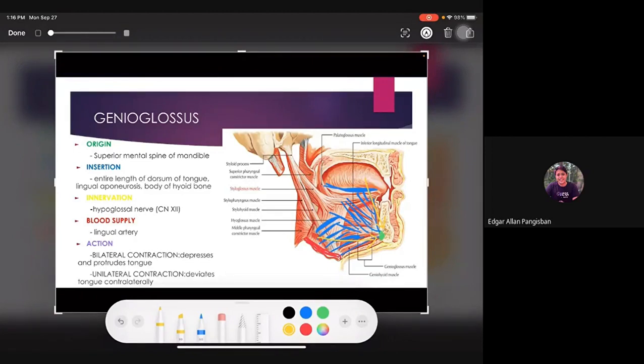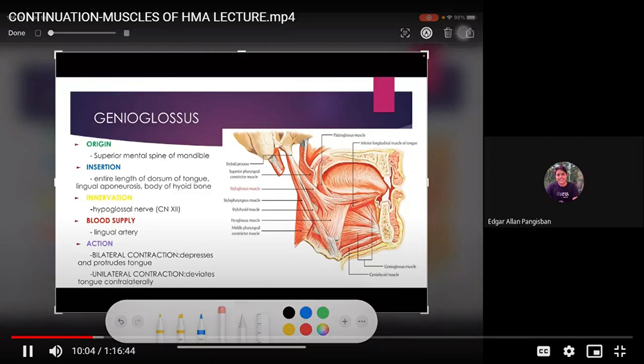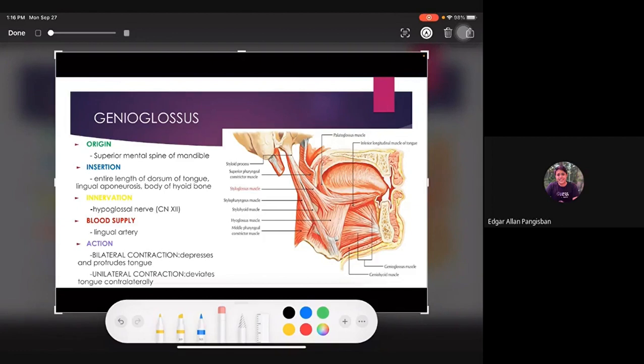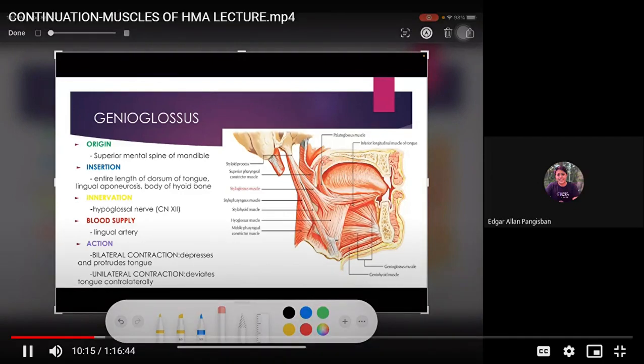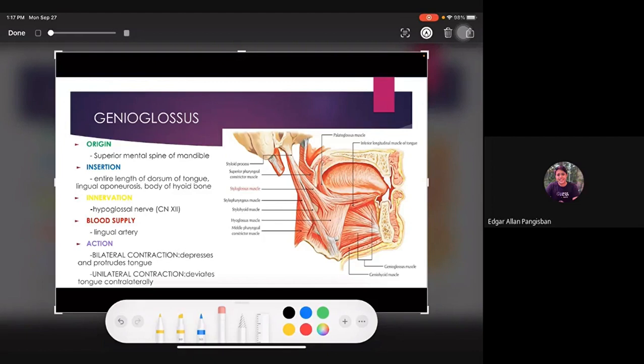Accomplished by your genioglossus. How about your unilateral contraction? What do you mean by unilateral contraction? Ang unilateral contraction is one-sided contraction only. Either ang left ang mag-contract or the right. Hindi sila sabay na magko-contract. That is what we call your unilateral contraction. So paano yun? Pag nag-contract daw ang isang side, it deviates the tongue contralaterally. What do we mean by contralateral? Opposite side, tama? Pag ipsilateral kasi, it's on the same side. Pag opposite side, that's contralateral.